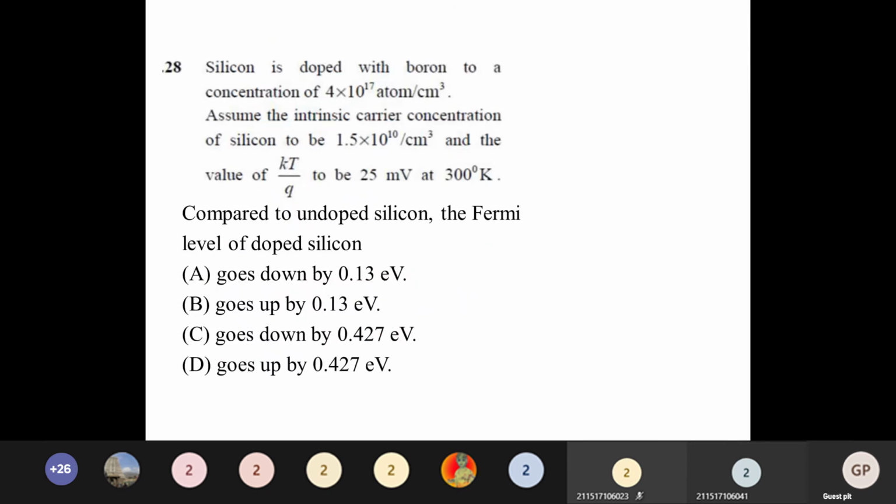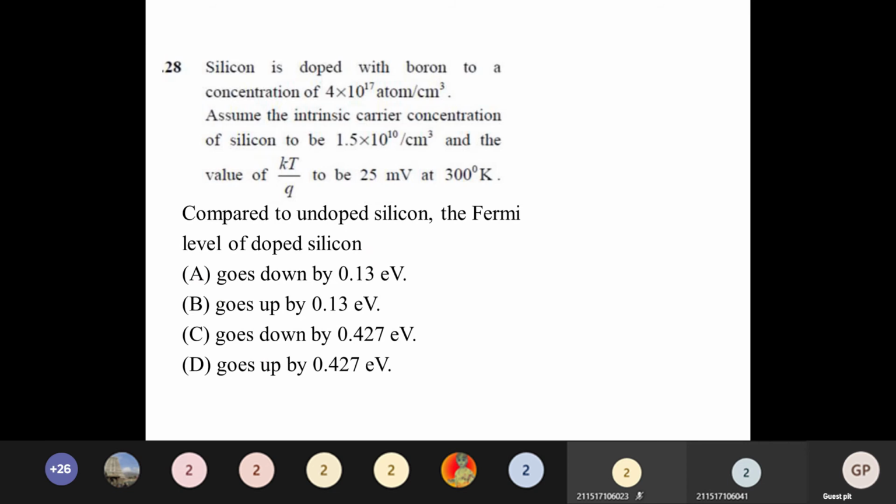Okay. The next question: silicon is doped with boron to a concentration of 4 into 10 to the power 17 atoms per centimeter cube. Assume the intrinsic carrier concentration of silicon to be 1.5 into 10 to the power 10 per centimeter cube, and the value of kT by q to be 25 millivolt at 300 degree Kelvin. Compared to undoped silicon, the Fermi level of doped silicon they are asking.